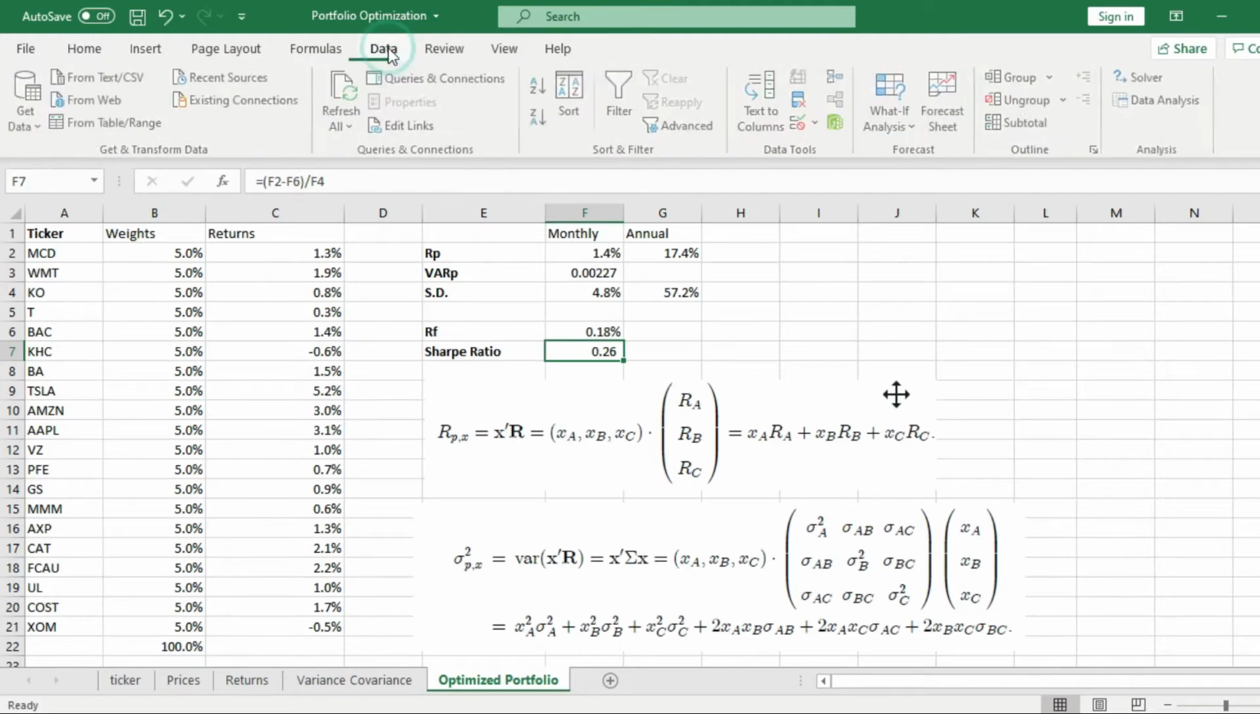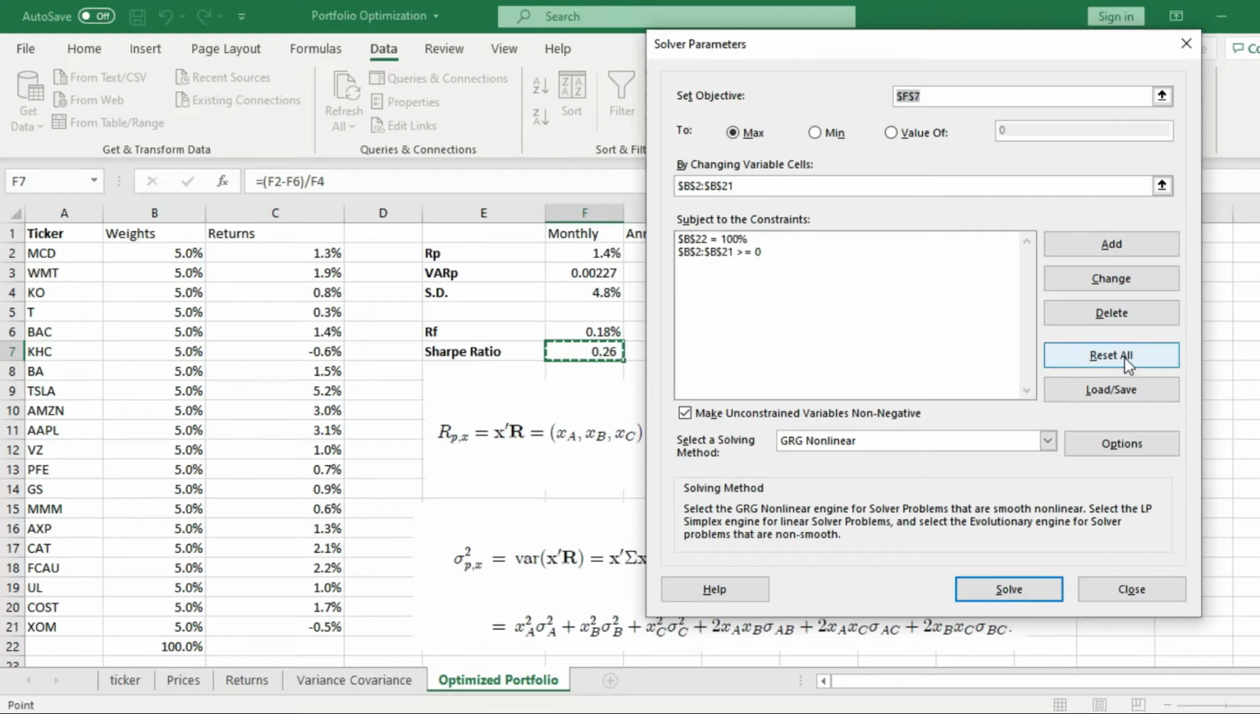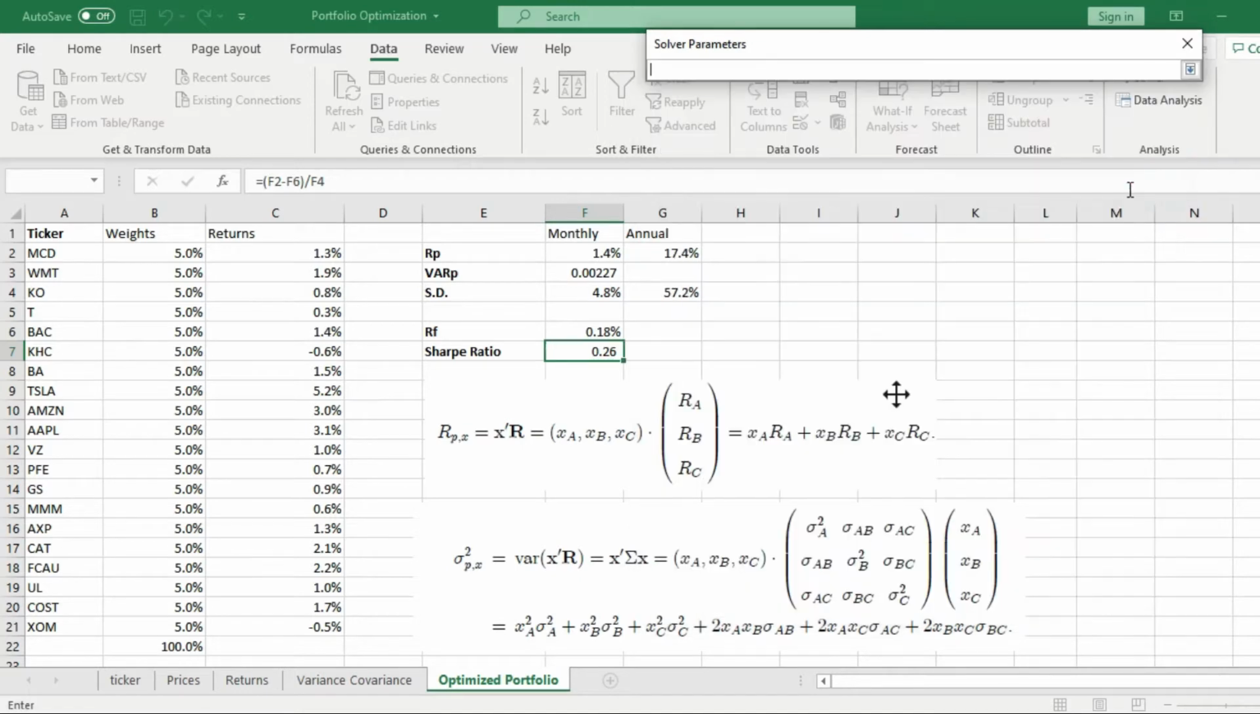We click on Data, Solver. We have already installed Solver in a previous session. Now I'm going to click on Reset All. And now my set objective cell will be the cell F7, which is the Sharpe ratio. And I want to maximize this cell. I want to get the maximum return per unit of risk. And I'm going to change the cells that contain the weights, from the cell B2 to the cell B21.